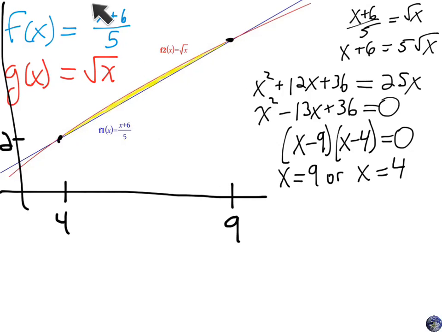So when we do f of 9, 9 plus 6 is 15. 15 divided by 5 is 3. On the other hand, when we plug it into the red parabola here, we get the square root of 9. Oh, that's also 3. It might be worth noting here, square root of 9 is not plus or minus 3. It's only plus 3. The radical symbol means only give the positive version. So, all right, so there's the 3.